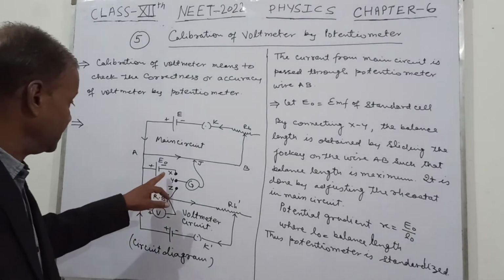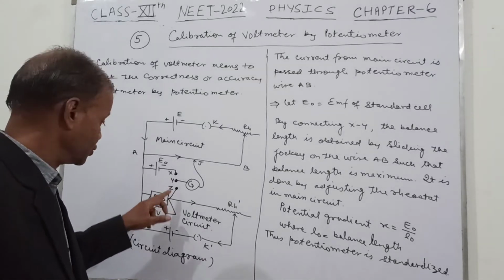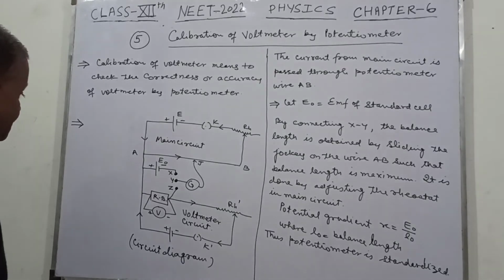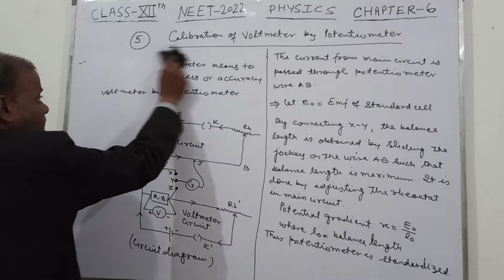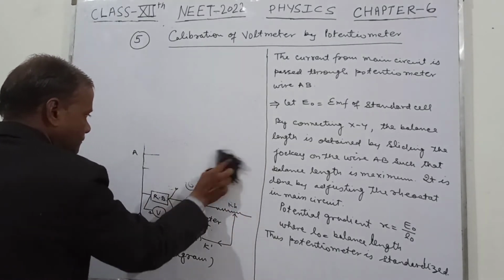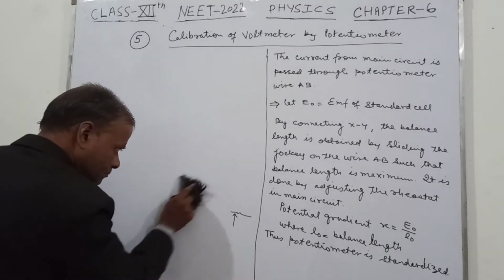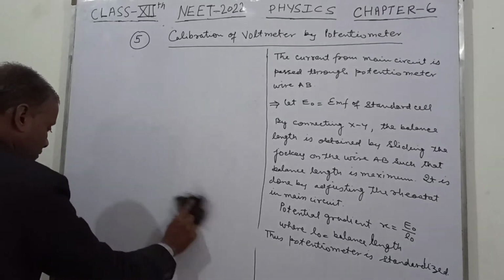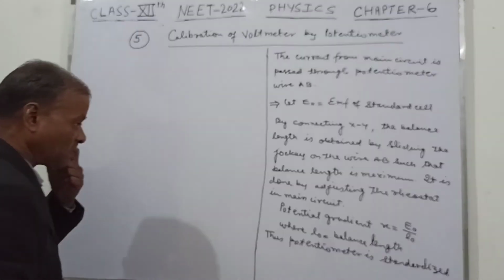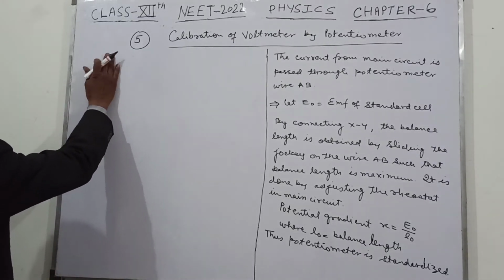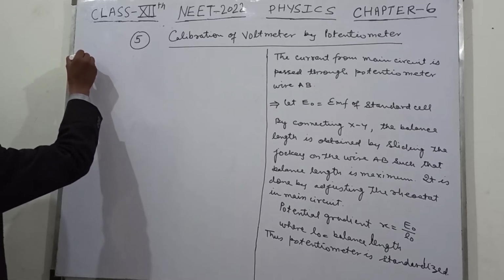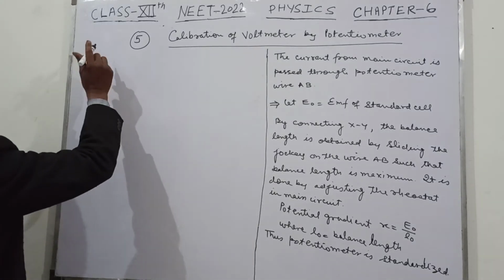Now after that what we will do is that this x by y will be disconnected and x by z will be connected, so that this voltmeter circuit is in the circuit of the potentiometer. Now this is the first step. Now second step.